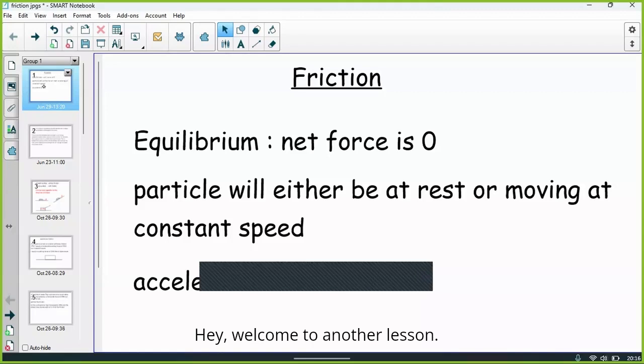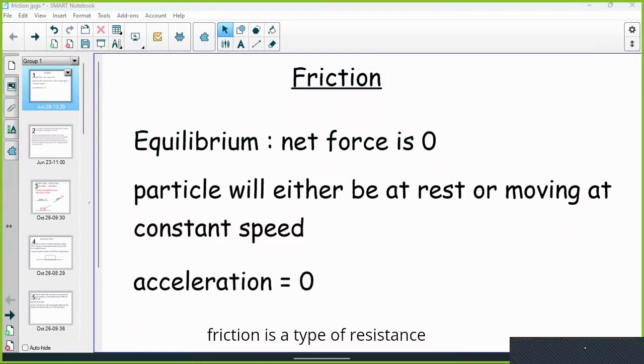Hey, welcome to another lesson. So we are going to move to friction, which we've obviously mentioned before, but haven't really covered it. So friction is a type of resistance that takes place in rough surfaces.